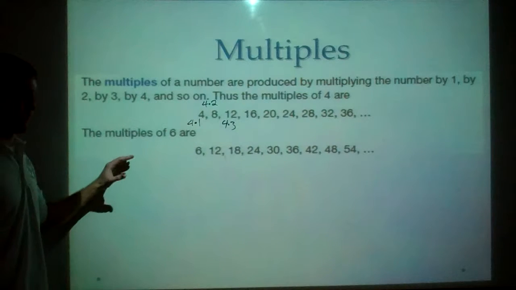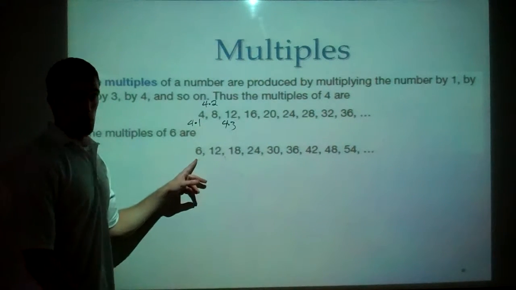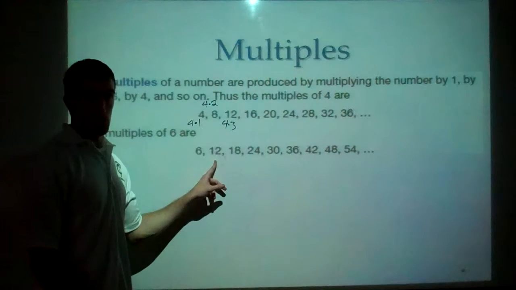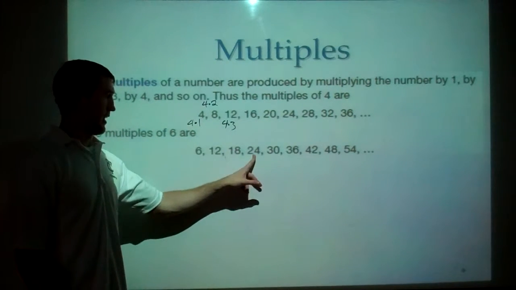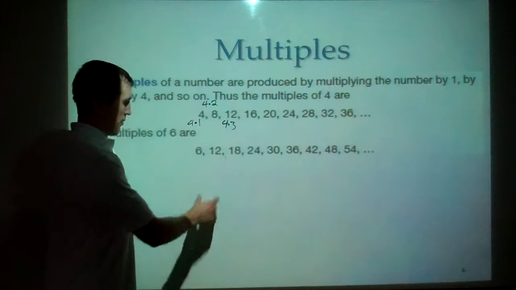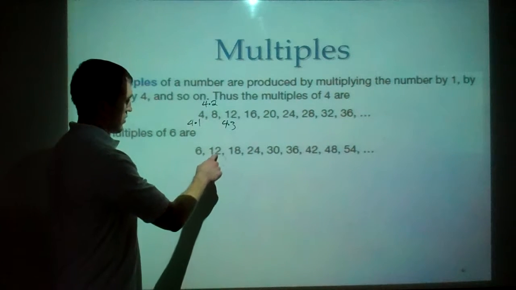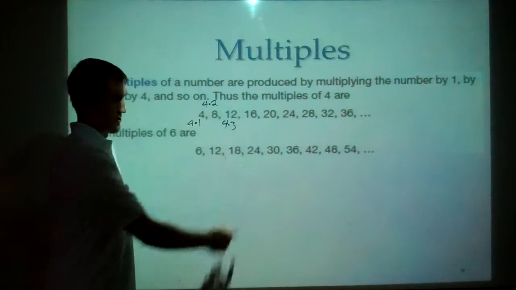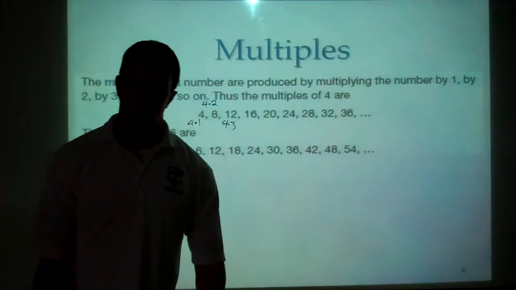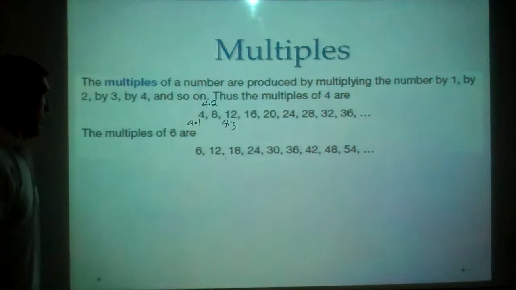And just another set of examples here. Multiples of 6 then would be 6 times 1 is 6, 6 times 2 is 12, 6 times 3 is 18, 6 times 4 is 24. And as you see, we just keep adding 6 in between each term. 6 plus 6 is 12, 12 plus 6 is 18, 18 plus 6 is 24. So those are examples of multiples of 4 and 6.